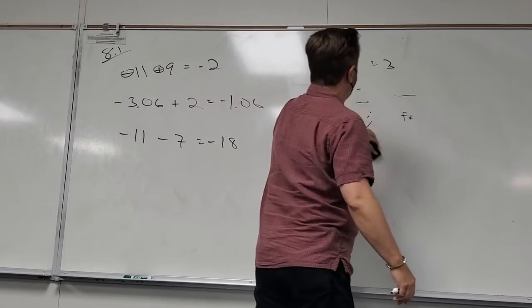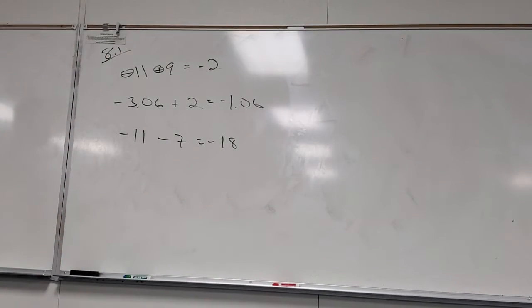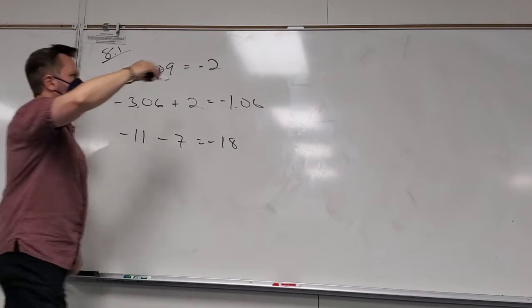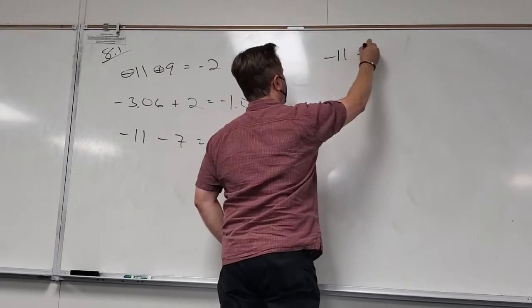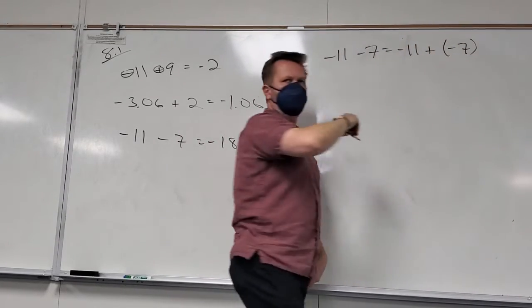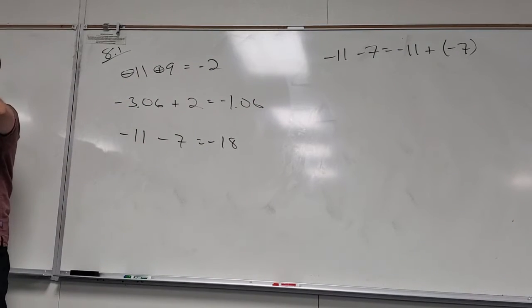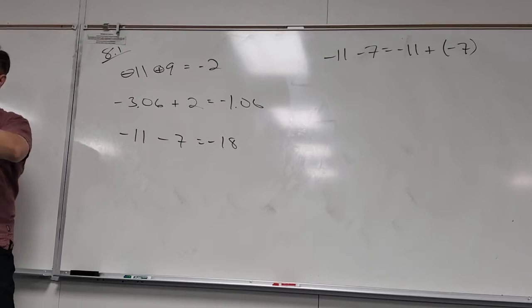Sorry, I had a question. For the bottom one, we put negative 11 minus 7. Wouldn't we put another negative? Because when I look at that, I feel like it's a positive 7. Oh, okay. I'm sort of skipping the idea that this is the same thing as this, right? Yeah. Okay.